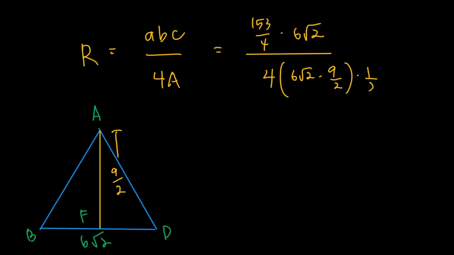So let me just put the 1/2 here on the outside. So we could just simplify this. I see a 6 square root of 2 I could directly cancel. The 2 2's cancel with the 4 nicely. So I'll have 153 over 4 in the numerator and then 9 in the denominator. Simplifying this, I'll get that the radius is going to be the 153 and the 9 cancels, so 17. So the circumradius of triangle ABD would be 17 over 4.